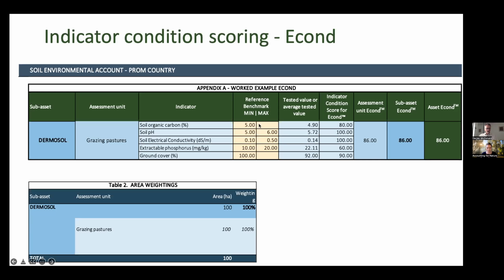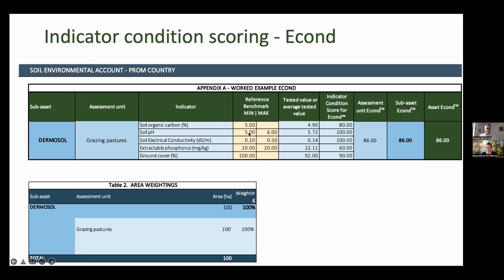And in this example, we're saying a dermosol in this area has a minimum organic carbon level of about 5, which is going to equate to an organic matter level of about 8.5 in these soils. And again, that's reflective of the high rainfall and high clay content of these soils that we're typically finding in Gippsland. And I should say, this is from one of our 6 farms that we're developing these plans on at the moment.